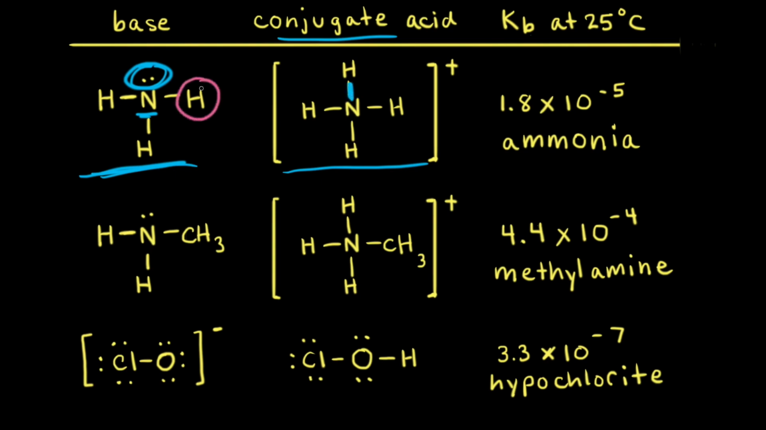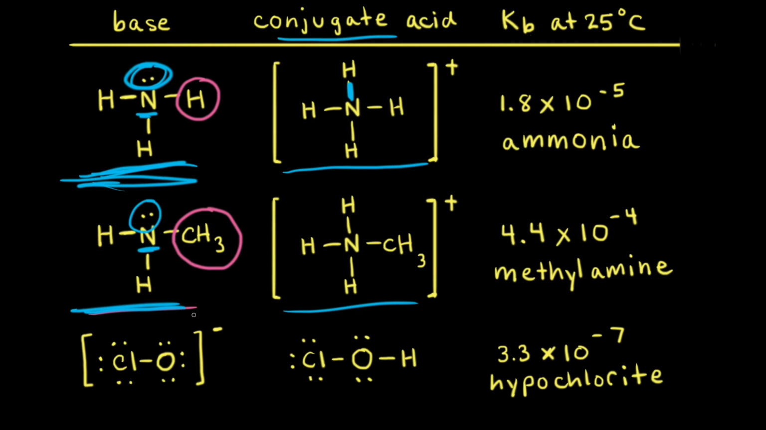If we replace the hydrogen with what's called a methyl group, CH3, we form a new weak base called methylamine. Like ammonia, methylamine has a nitrogen with a lone pair of electrons that's capable of accepting a proton. So if methylamine picks up a proton, it forms the methylammonium ion. Both ammonia and methylamine are examples of neutral substances. However, a weak base doesn't have to be neutral.